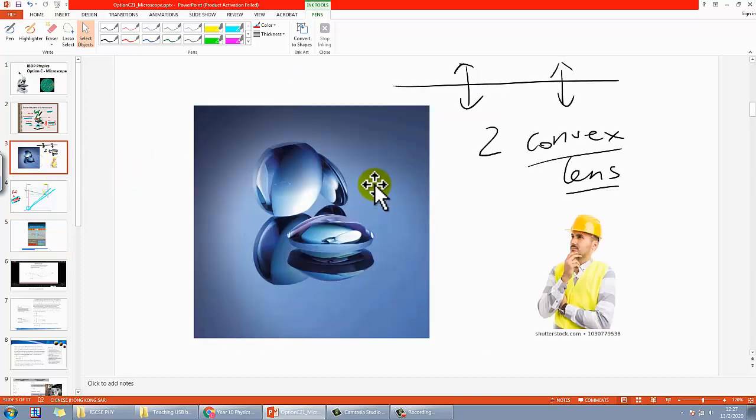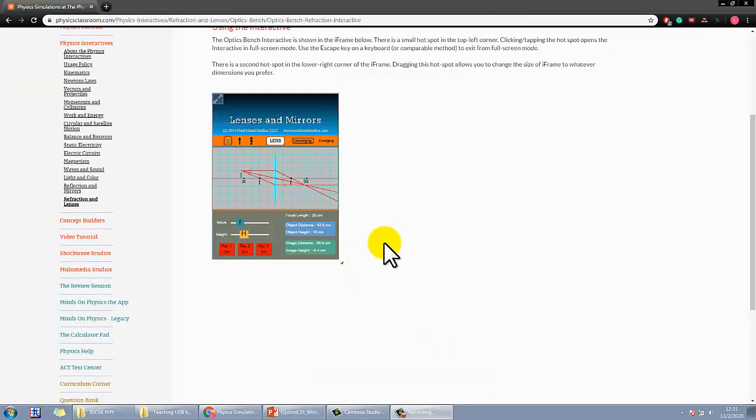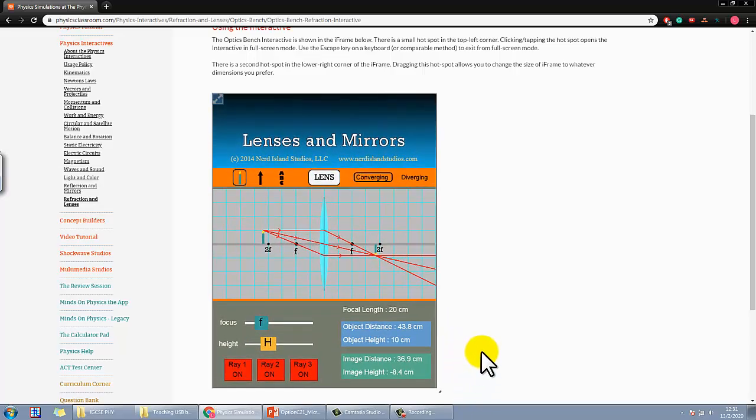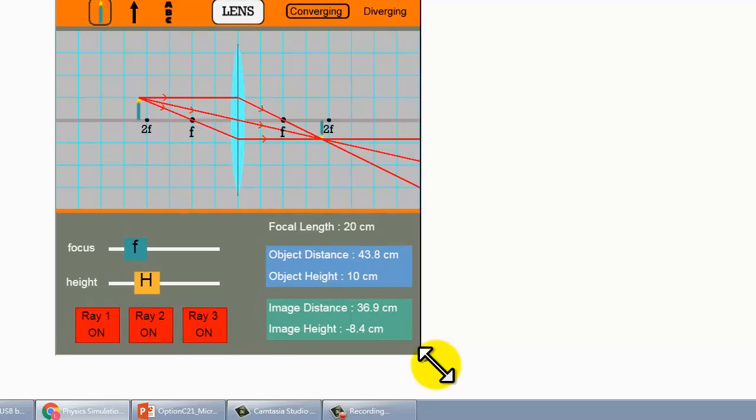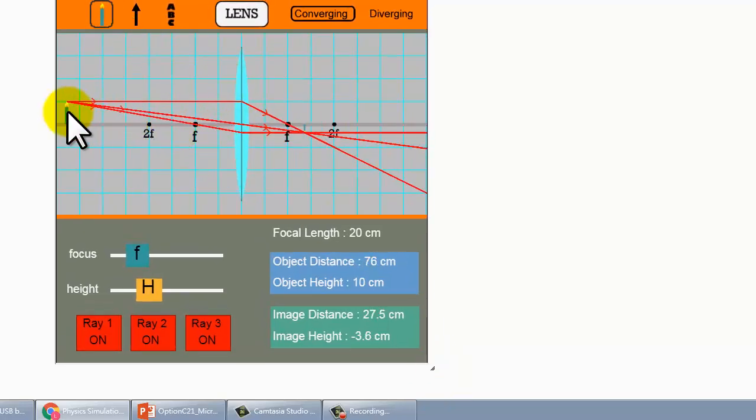So back to the question: how do we actually manipulate the two convex lenses and make it a microscope? I think the first thing you may want to recall is the relationship between the object and image for a simple convex lens. So let's take a look again. Here's a simulation that you may use. I'll put the link in the description, and I think all of you should know it already.